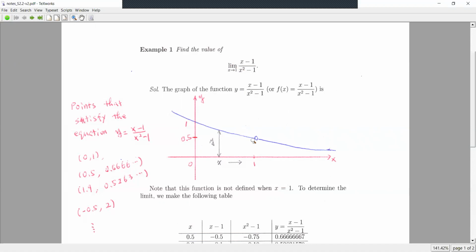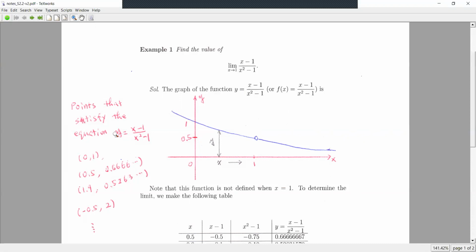Here, the blue curve is the graph of the function. The graph of the function is the set of all the points that satisfy this equation. For example, the point (0, 1) satisfies this equation. When you plug in 0 for x and 1 for y, this equation holds.